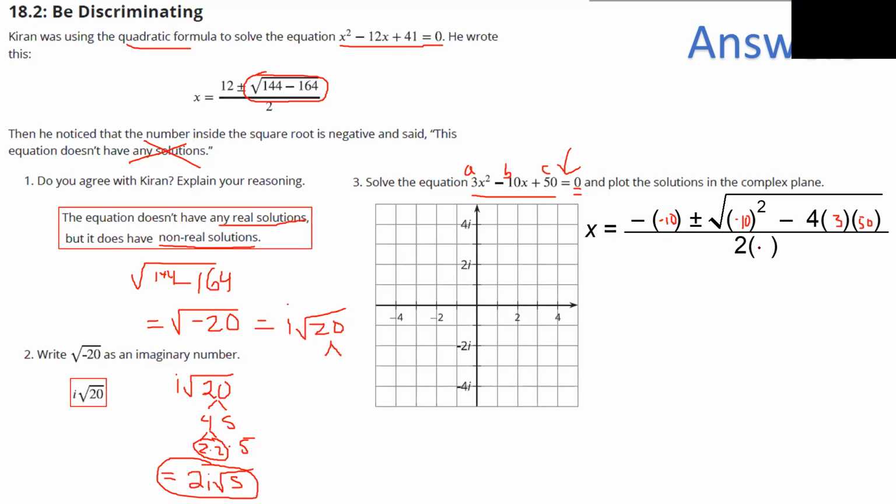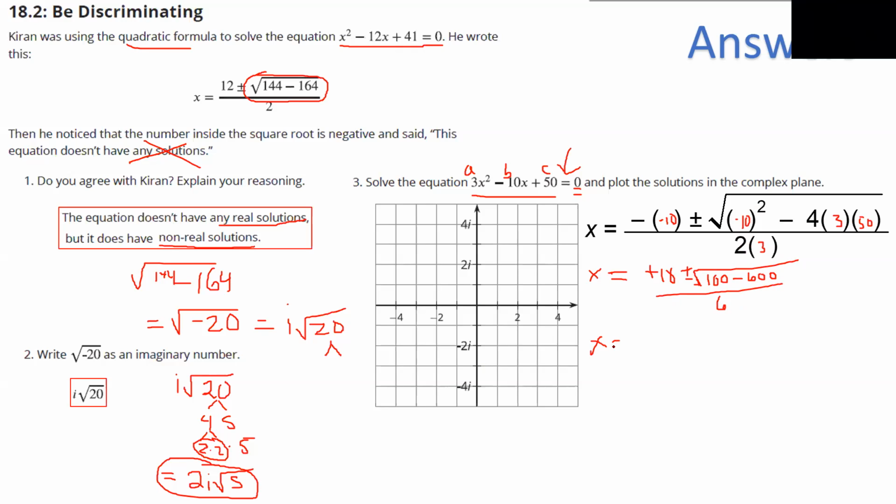All divided by 2 times a, which is 3 in this case. So here we go. A negative times a negative equals a positive 10, plus or minus the square root, this is kind of hard, negative 10 squared means negative 10 times negative 10, so that's 100. And then minus 4 times 3 times 50. So 4 times 3 times 50 gives us 600, so minus 600, all over 2 times 3 is 6.